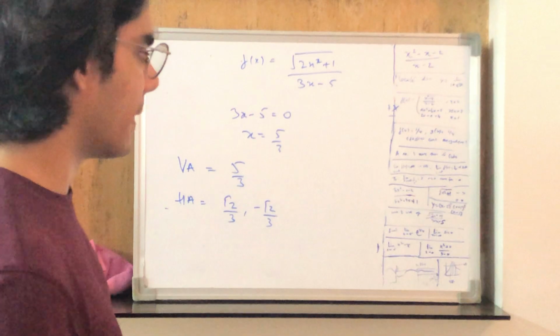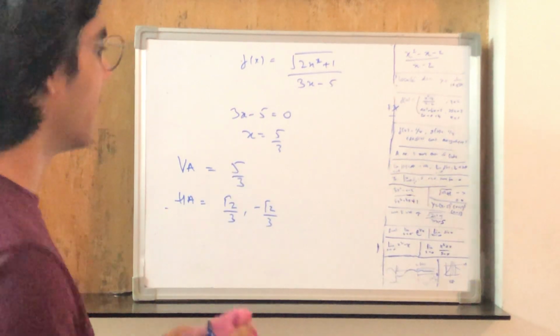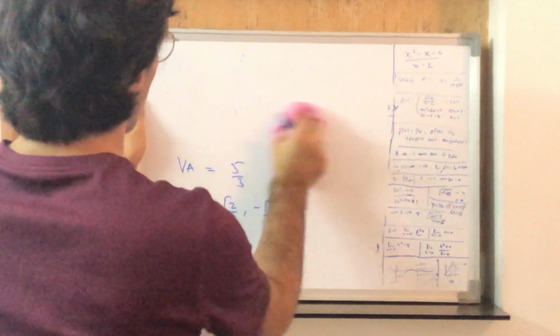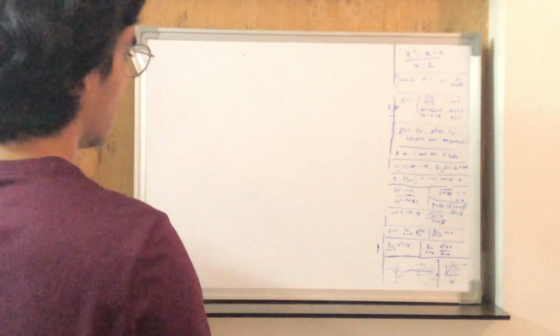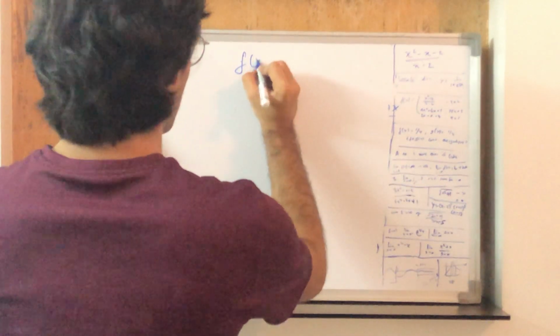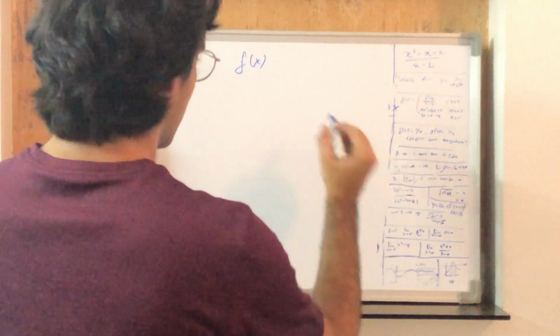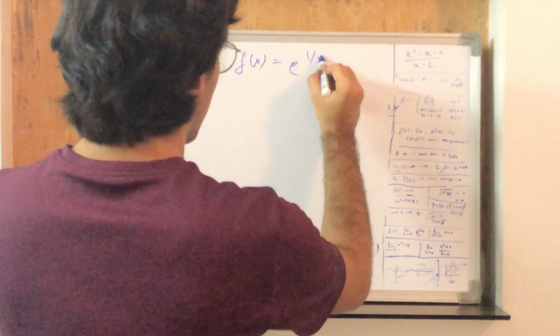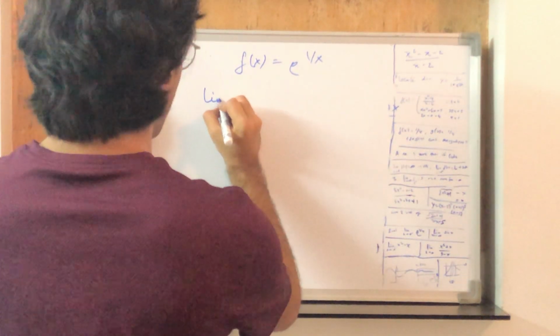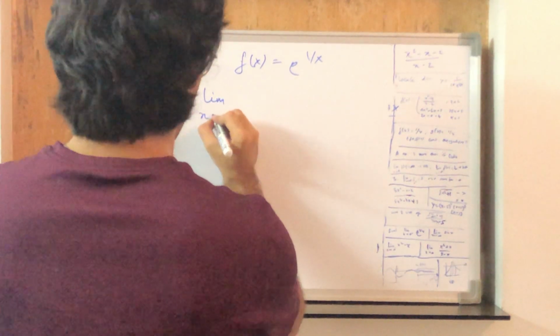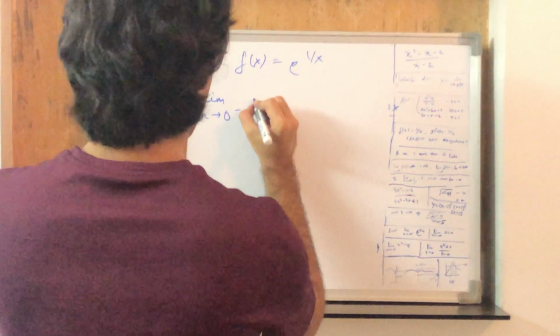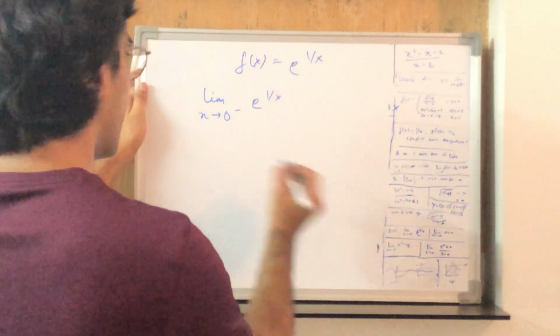Now, you know what? Let's go over one more problem, and then let's call it a day. I have this function, f of x, which is e to the 1 over x. And let's say I want to evaluate the limit as x tends to 0 from the negative side of e to the 1 over x. How do I do that?